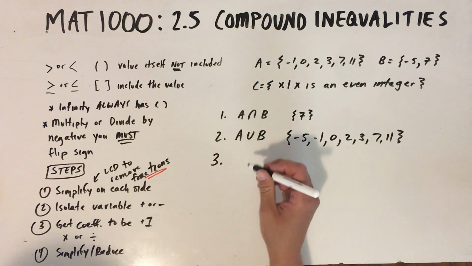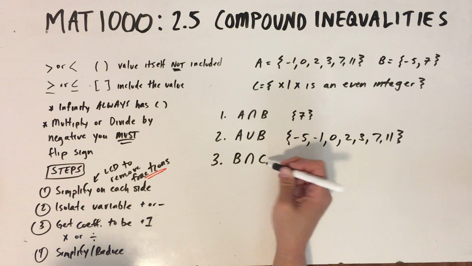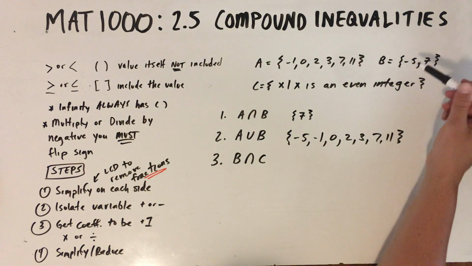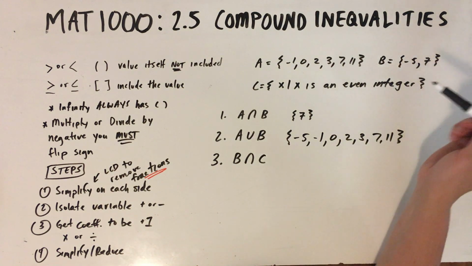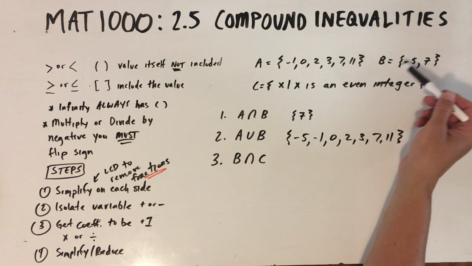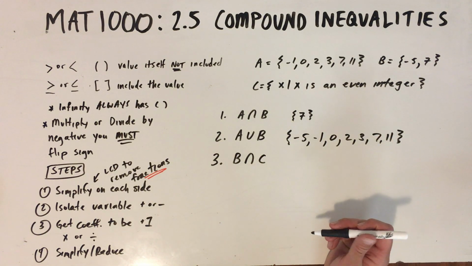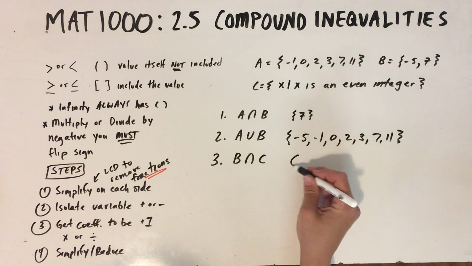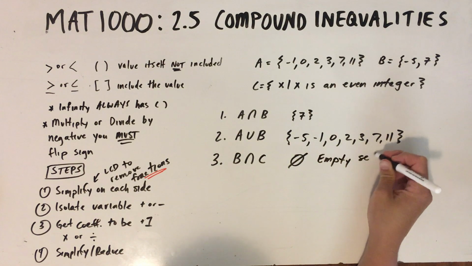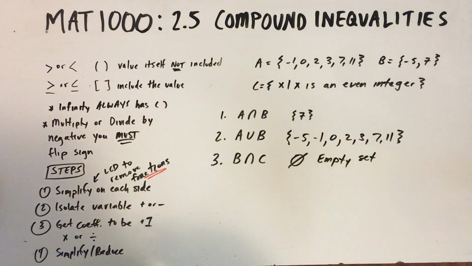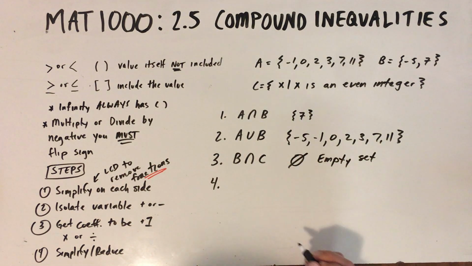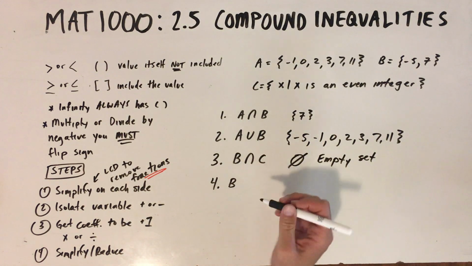Okay, the third thing we want to find here is B intersect C, and that is what they have in common. Now you'll see -5 is odd and 7 is odd, and x in C is an even integer. So we're saying, well, what is in both of these sets? What do they have in common? And you can see here that they have nothing in common. So this solution would be called the empty set. The empty set just means that there is no solution. They share nothing in common.